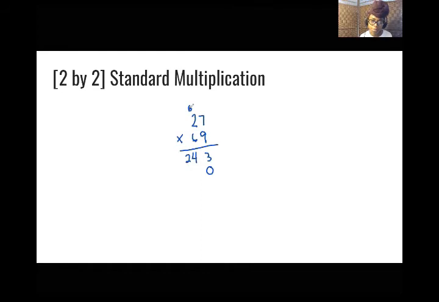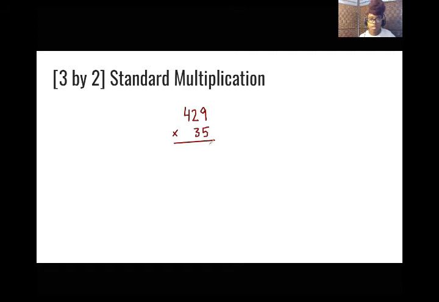Also, we cross out our carry, because it's old now. 6 times 7 is 42. 2 down here, 4 up here, and then 6 times 2 is 12, plus 4 is 16. Okay, now we add 3 plus 0 is 3, 4 plus 2 is 6, 2 plus 6 is 8, and 1, we just bring down. Our answer is 1,863.